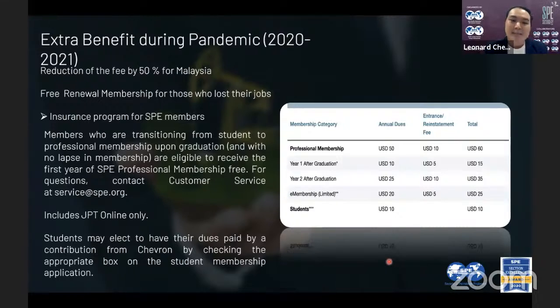Please. And we are providing extra benefits during the pandemic. The first thing, there will be free renewal of membership for those who lost their jobs. And the second is an insurance program for SPE members, especially for those transitioning from student to professional membership upon graduation. We can even receive the first year of SPE professional membership for free. And if there is any question, this is the table of the breakdown of the fees, like after 1 year after graduation, and also 2 years after graduation, and so on and so forth.